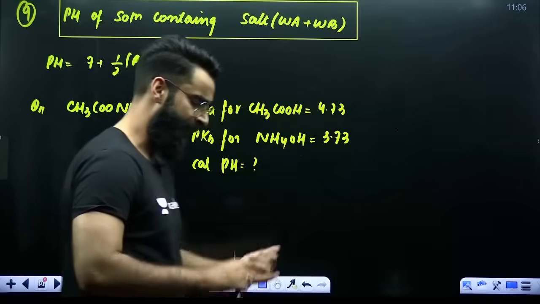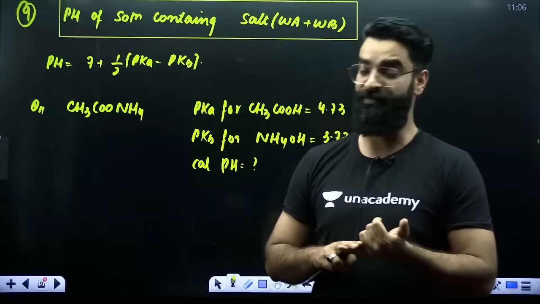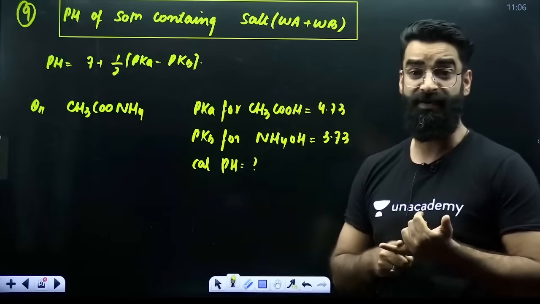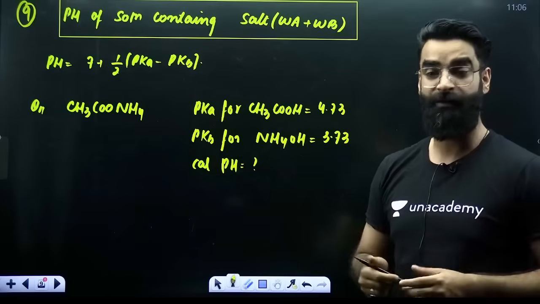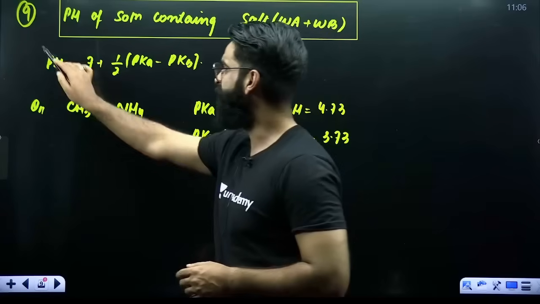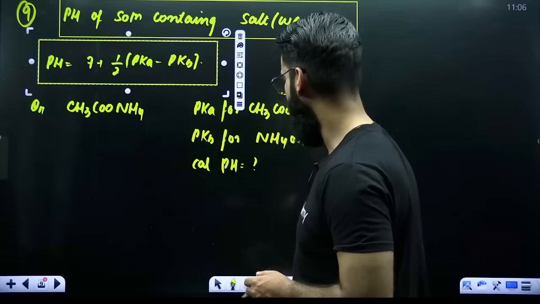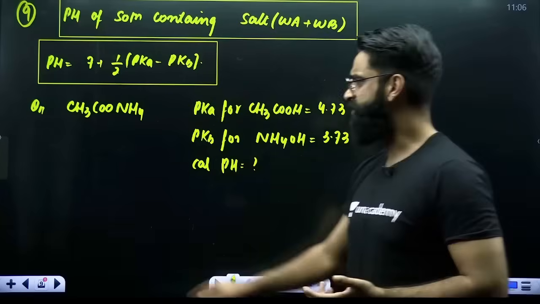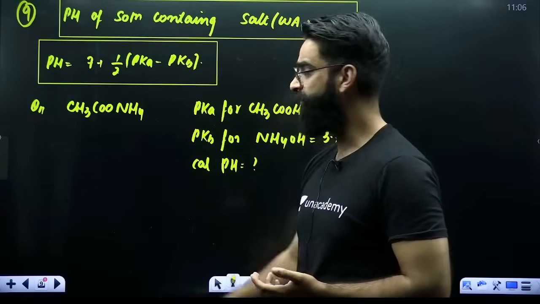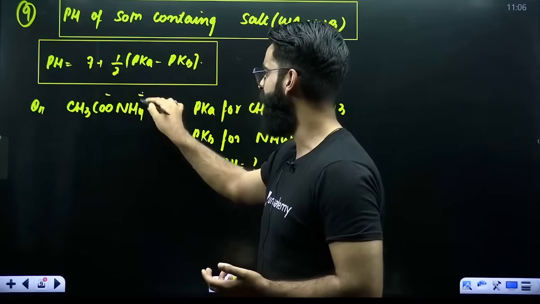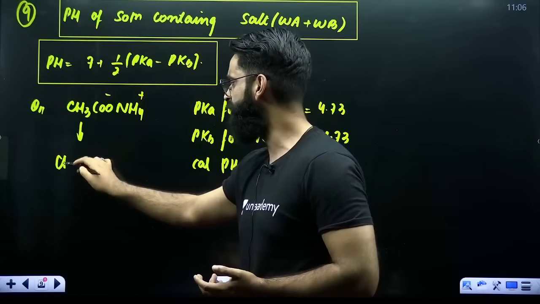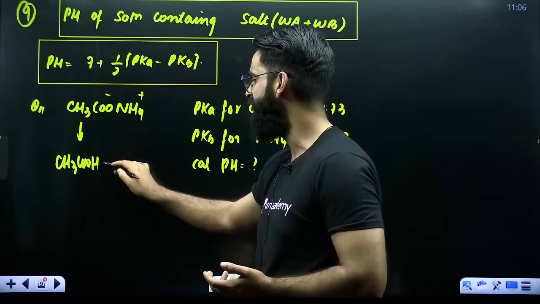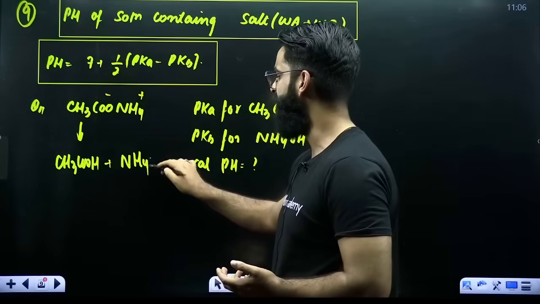This is one more important thing. When the salt of weak acid and weak base undergoes hydrolysis, how do we calculate pH at that point of time? This is the formula, my dear students. pH is equal to 7 plus half of pKa minus pKb. For example, this is your salt, CH3COONH4. Basically, this is CH3COO negative, NH4 positive. I would say CH3COO negative has come from CH3COOH and NH4 positive has come from NH4OH.